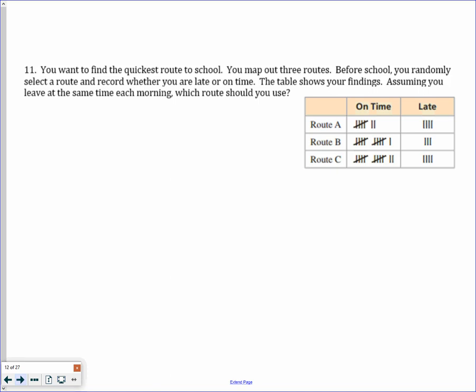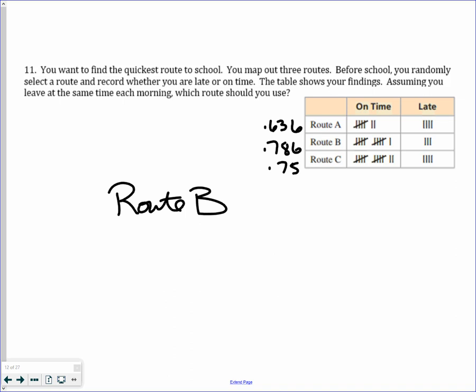So again, on time compared to total. You're talking about 7 out of the 11 times, which is a 0.636 success rate. Route B has a 0.786 success rate, and this one has a 0.75. So route B has the most number of times in which you are on time based on the total.